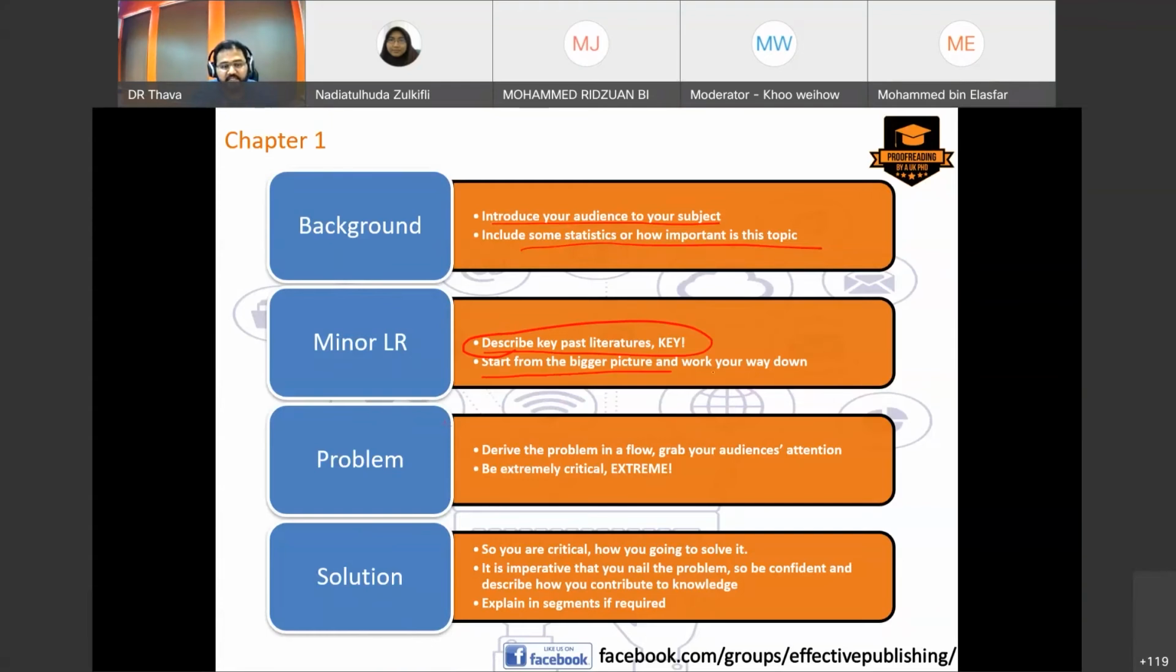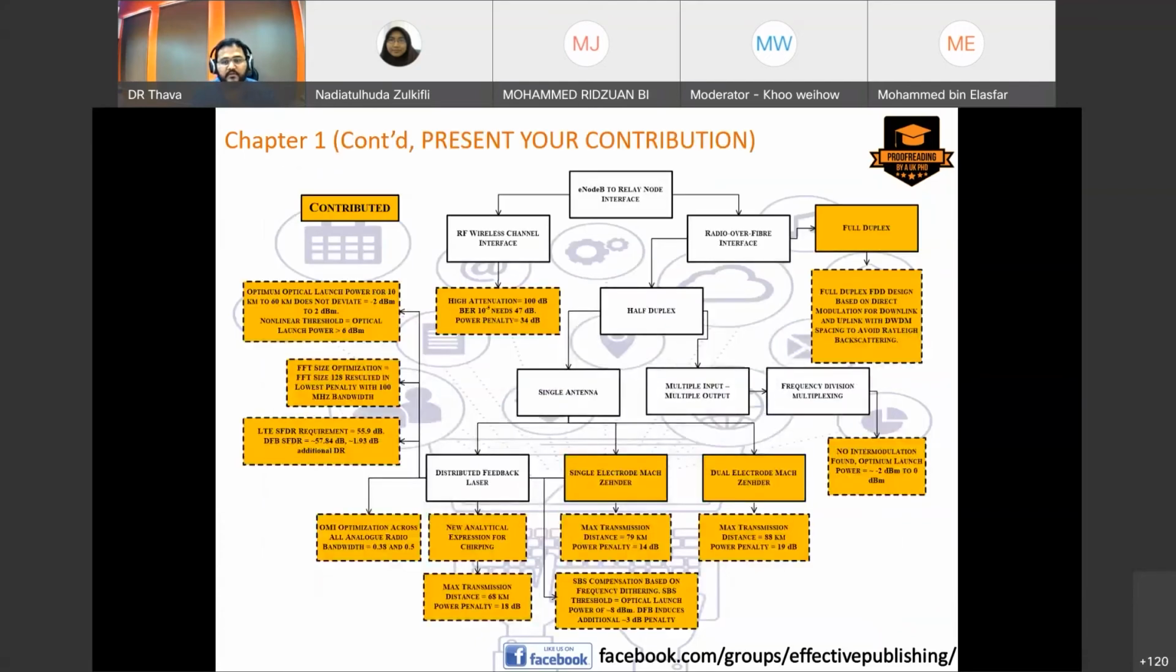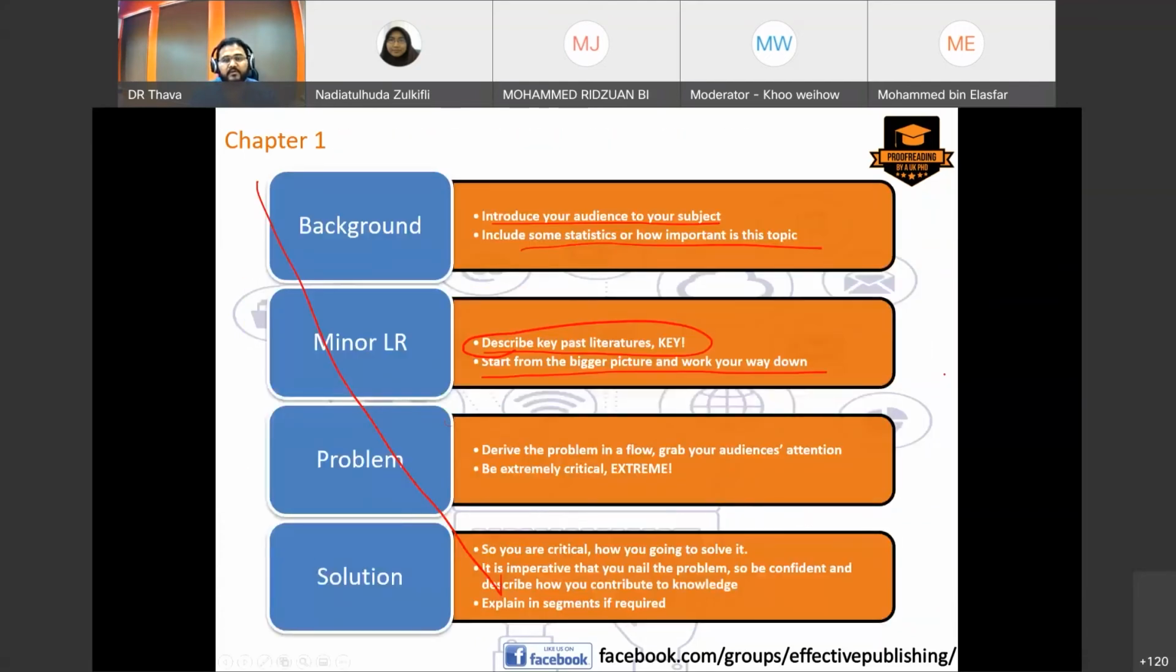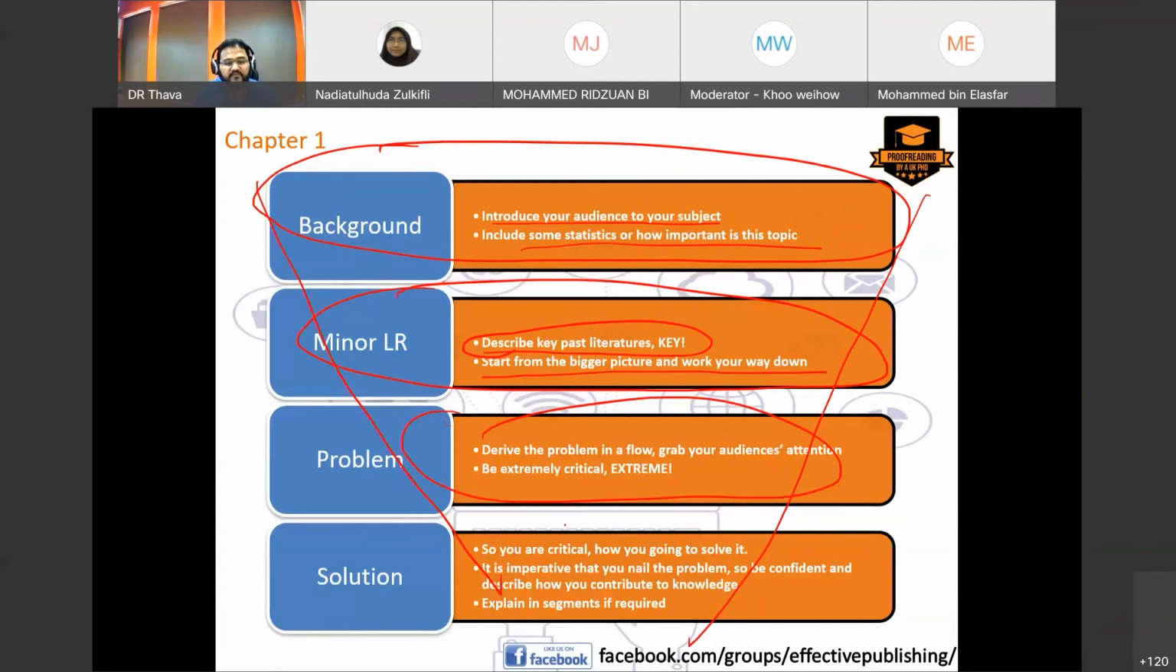Start from the bigger picture and work your way down. Always apply the funnel technique. What is the funnel technique? You start from a very broad scope, narrow down, and finally you go down to your very narrowed solution. Because a PhD is all about narrowing down your knowledge, you must apply the same theory when you are writing.